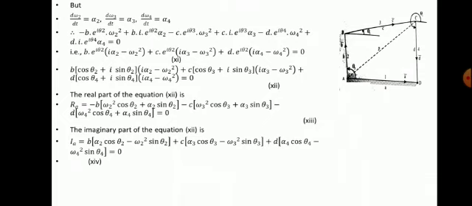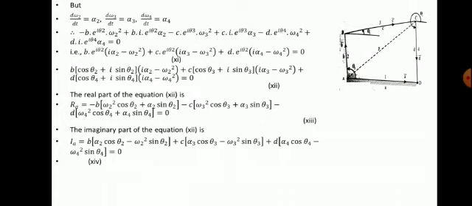b into cos theta 2 plus i sin theta 2 into i alpha 2 minus omega 2 square, plus same thing, c into cos theta 3 plus i sin theta 3 into i alpha 3 minus omega 3 square, plus d into cos theta 4 plus i sin theta 4 into i alpha 4 minus omega 4 square is equal to 0. This is equation number 12.